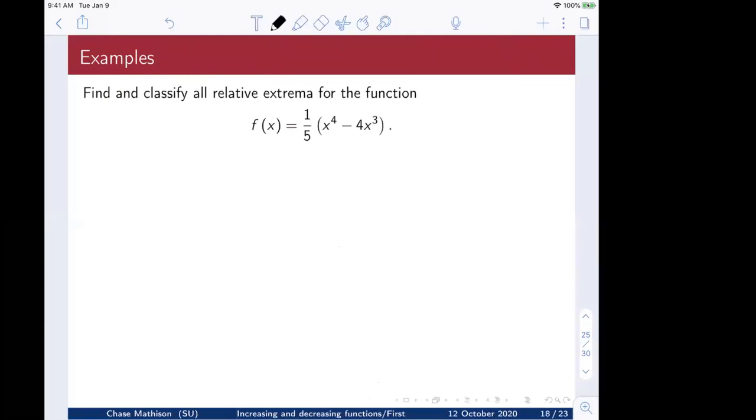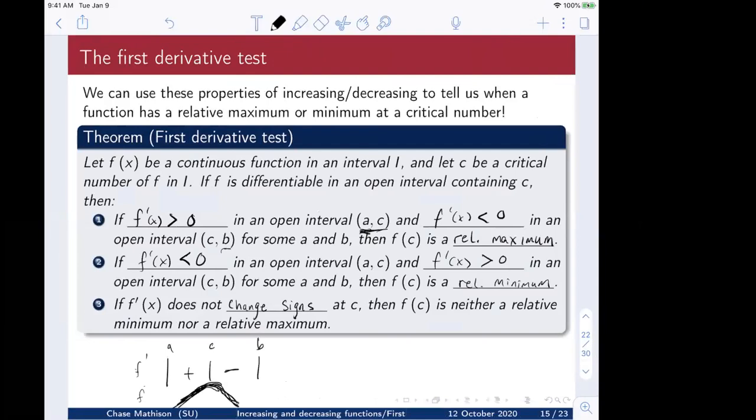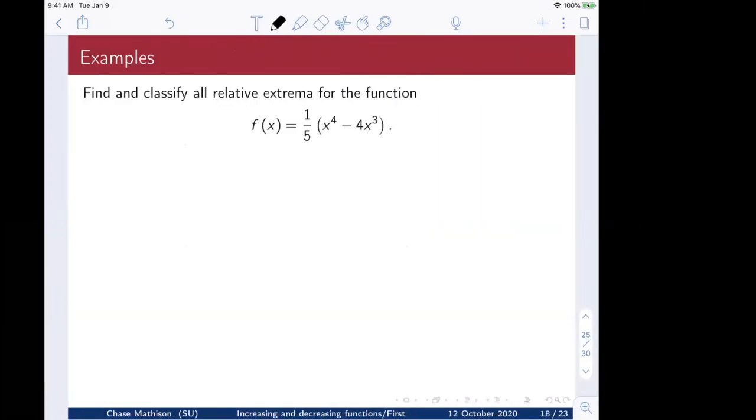All right. So we're going to find and classify all the relative extrema for the function f of x is 1/5 times x to the 4th minus 4x to the 3rd. Okay. So I'm finding relative extreme values. So with the first derivative test, that's exactly what the first derivative test helps us to find, right? So I'm going to need, obviously, the first derivative. So apply the first derivative test to a bunch of critical numbers. Okay. So how do I find the critical numbers of this function?